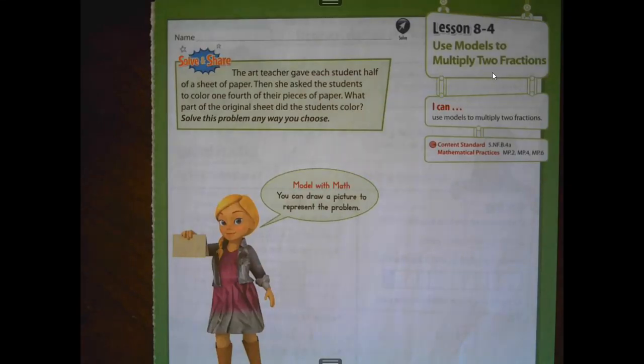We are on lesson 8-4 of our Pearson book. We're on page 475 in our volume 2 edition. We're going to be using models today to multiply two fractions. So let's go ahead and start by you grabbing your materials. We'll start on page 476.